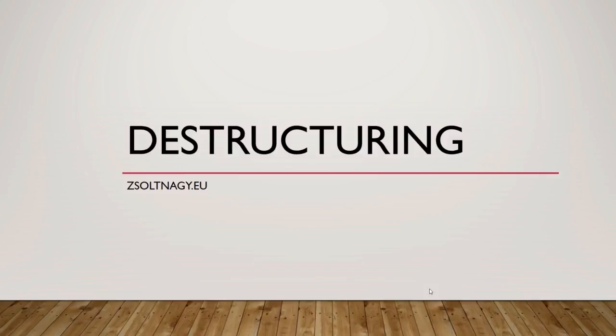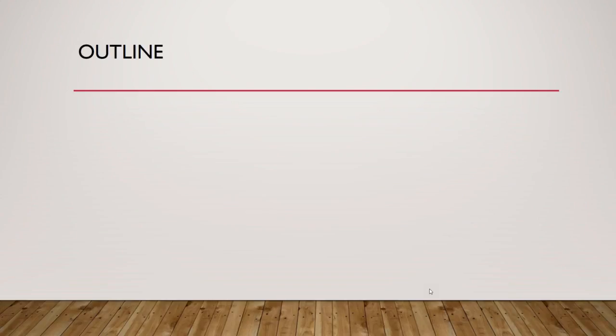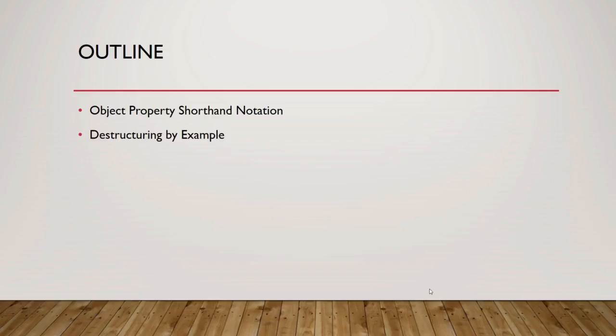One of the most common tasks in JavaScript is to build, mutate, and extract data from objects and arrays. ES 2015 makes this process very compact with destructuring. In this lesson, we will start with the introduction of the object property shorthand notation. In the second section, we will build on the shorthand notation and learn destructuring by example.